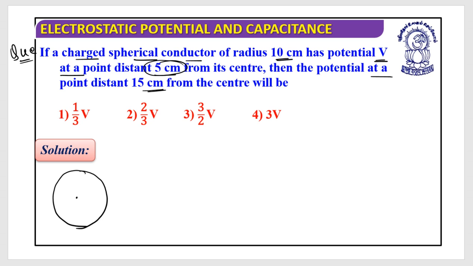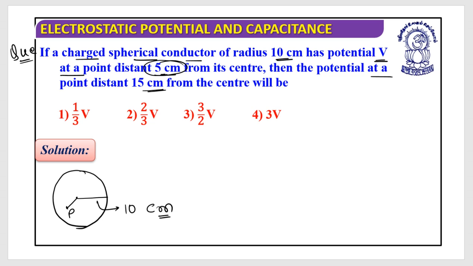This radius is of 10 centimeter and it is having a potential of V when it is at 5 centimeter. Let's say this is 5 centimeter. So potential at point P, this is point P.